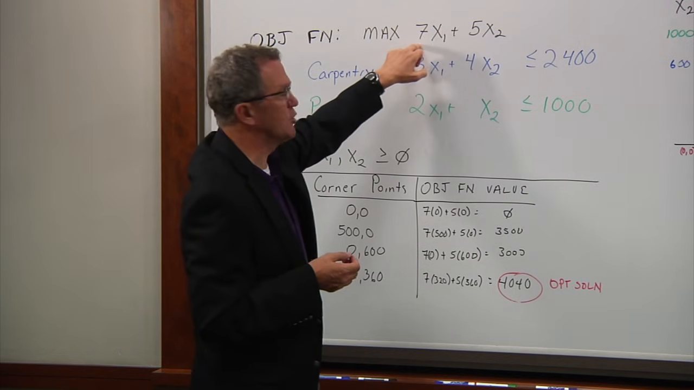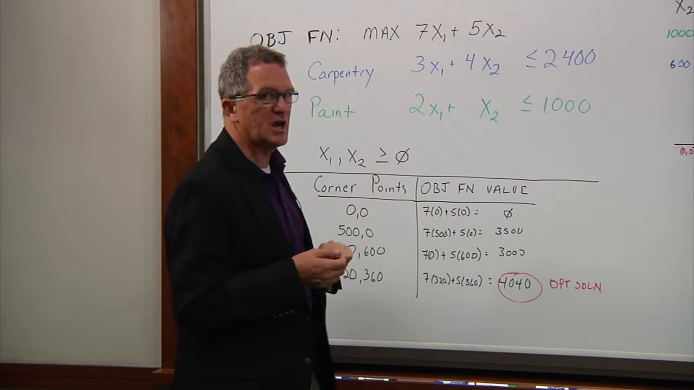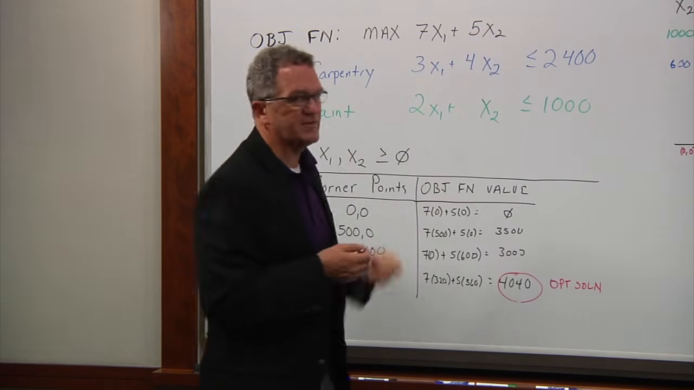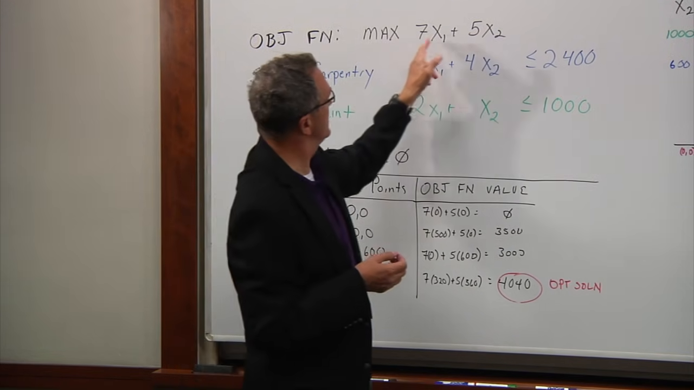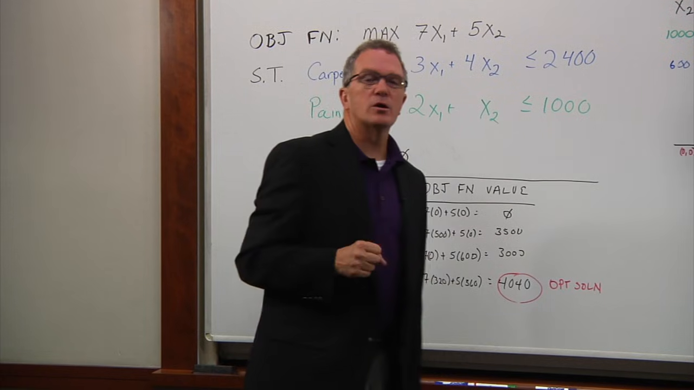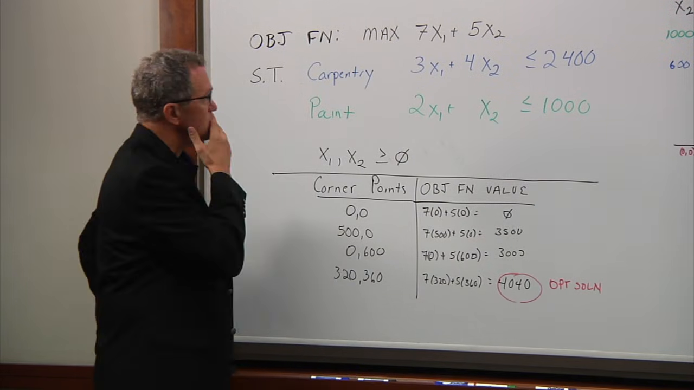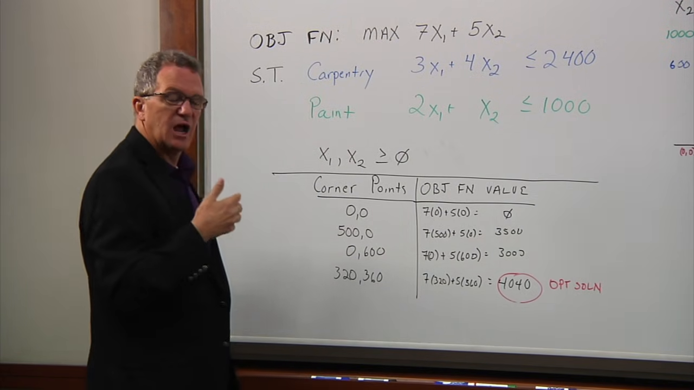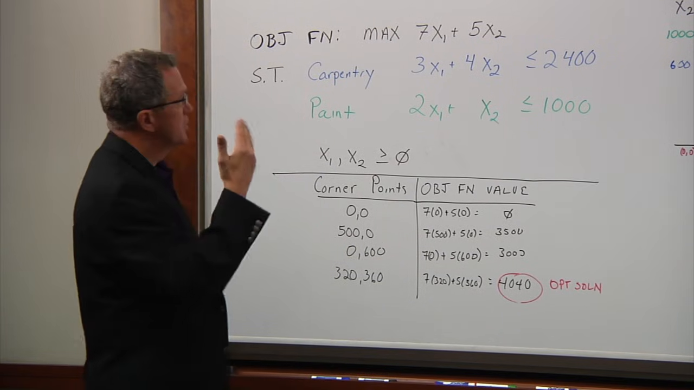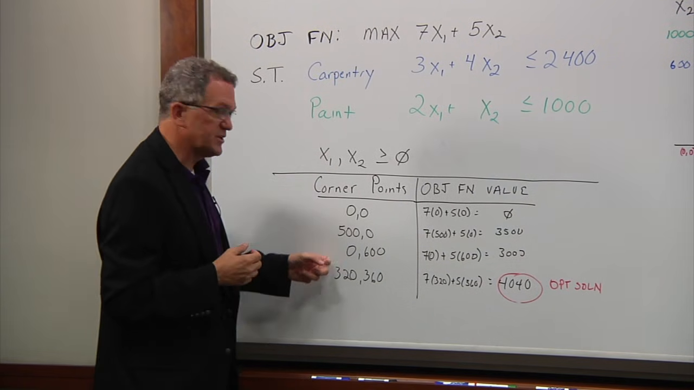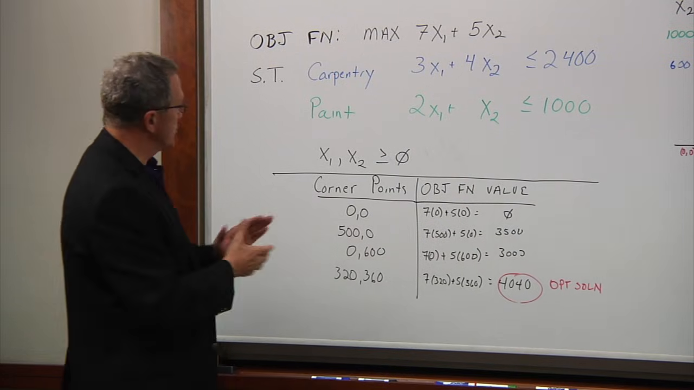$7 per table is the coefficient. For every table, I make $7 profit. For every chair, I make $5 profit. So how far can these change before we would want to make a different mixture? How far can the market conditions change before we would make one of these other mixtures? All right? So let's go through and take a look at it.